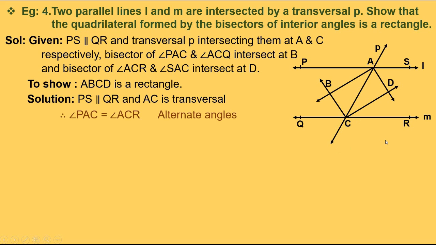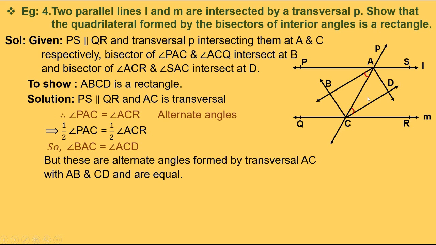Alternate angles are equal. This implies half of angle PAC is equal to half of angle ACR. So, angle BAC is equal to angle ACD, since BA is the bisector of angle PAC and CD is the bisector of angle ACR. But these are alternate angles formed by the transversal AC with AB and CD and are equal. Therefore, AB is parallel to CD. So we got one pair of opposite sides which are parallel.